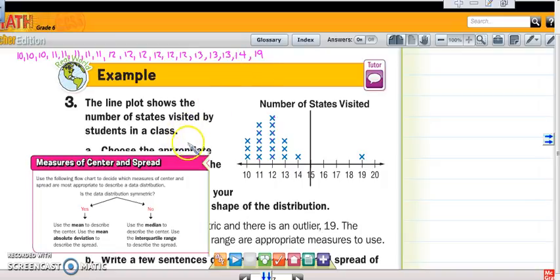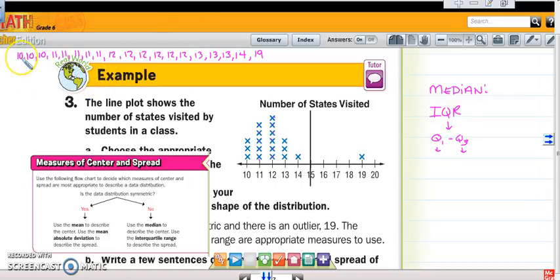I promise you, you will only have one of these problems to do on your test, okay? So don't think you're going to have 5 of these to do as practice. So we need to find the median and the interquartile range. Remember, the interquartile range is quartile 3 minus quartile 1. So I still have to find those guys. So let's find the median first.